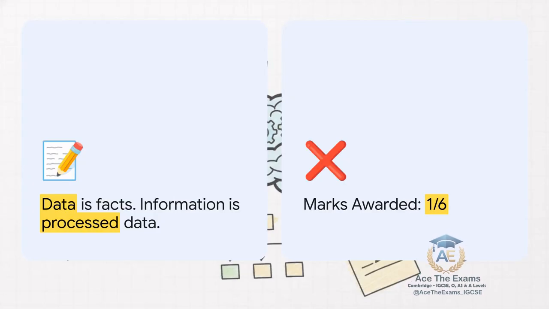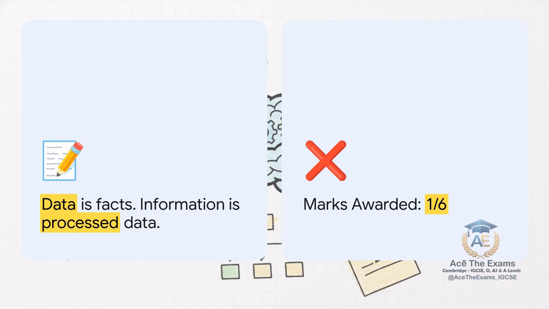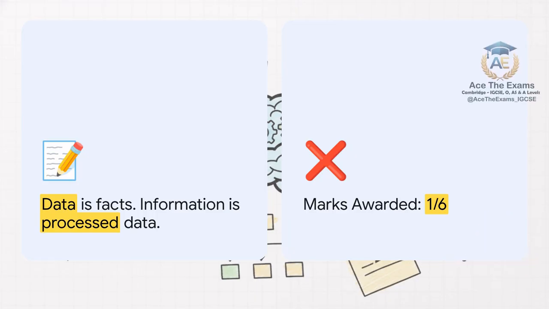Look at this classic student's answer. Data is raw facts. Information is processed data. I mean, it sounds correct, right? It's the standard textbook definition. But look at the result. Marks awarded, 1 out of 6. Writing this kind of generic, disconnected definition in a scenario-based question is a massive, massive mistake.